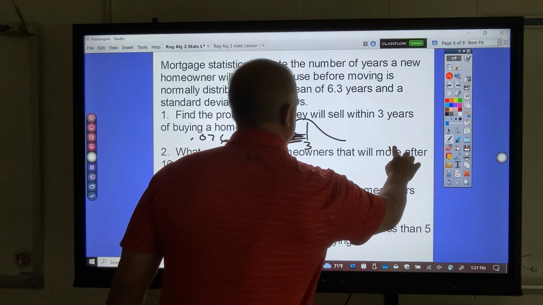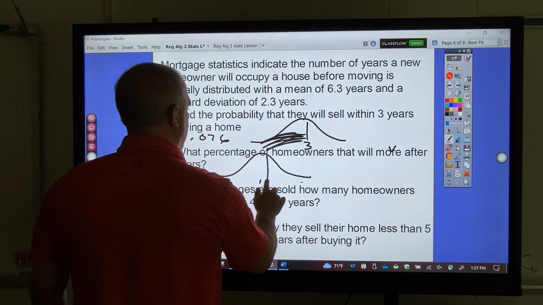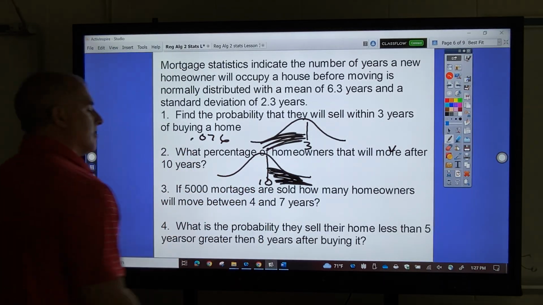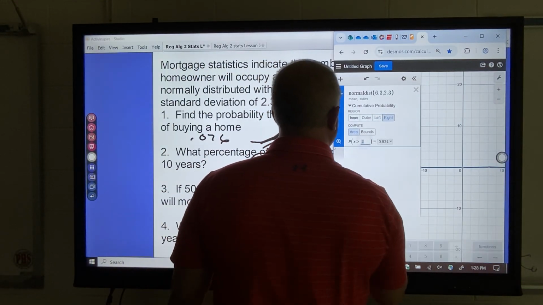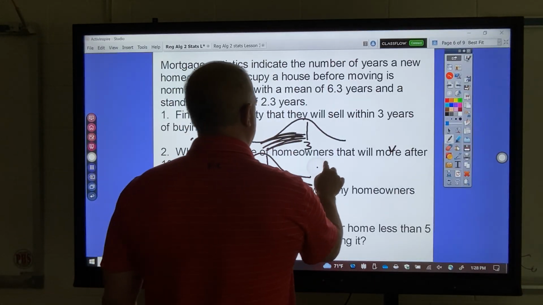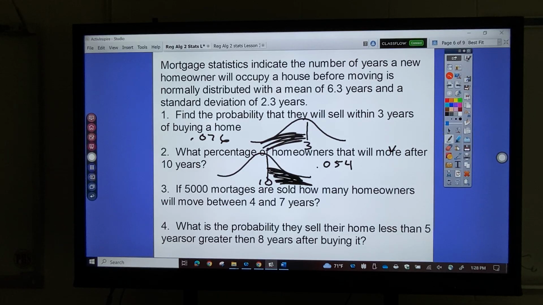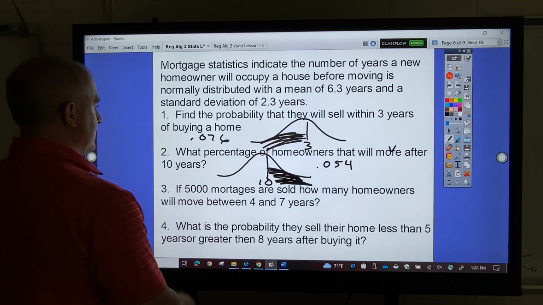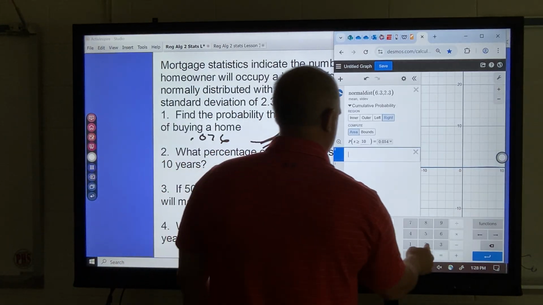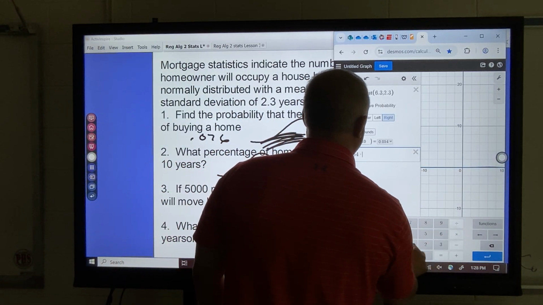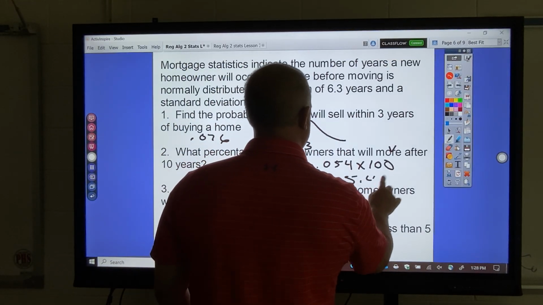What percentage of homeowners will move after 10 years, okay? Well, that means 10 years later is to the right. So what I want to do is just change this to right and say 10, okay? 0.054. And if I want percentage, I just multiply that by 100. 0.054 times 100. Okay, so that's 5.4%.